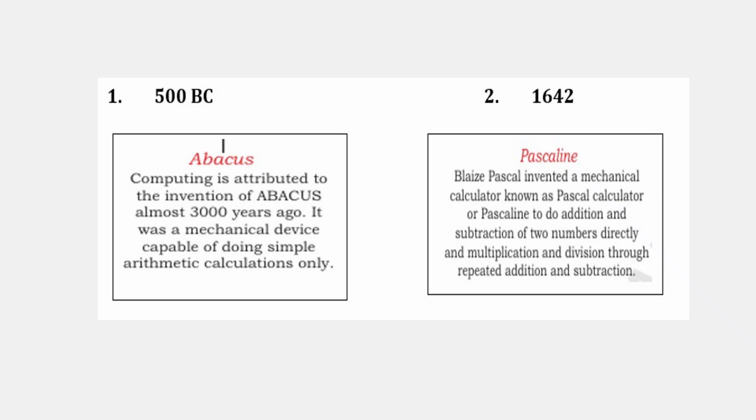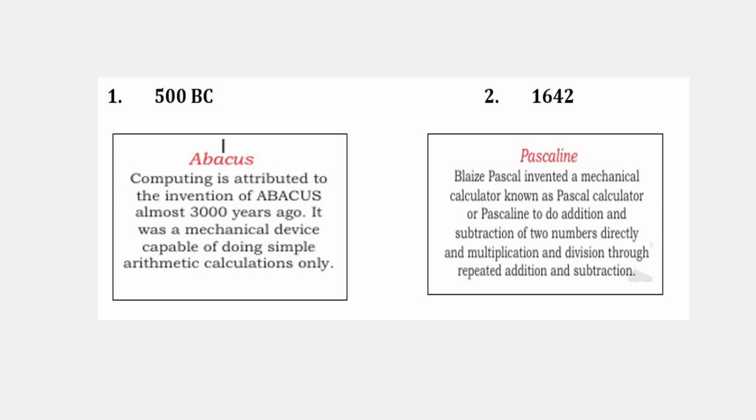The abacus was invented around 500 before Christ. This computing device was invented almost 3000 years ago. It was a mechanical device, and the abacus is capable of doing arithmetical operations like addition, subtraction, and also multiplication and division operations. It performs only arithmetical calculations.